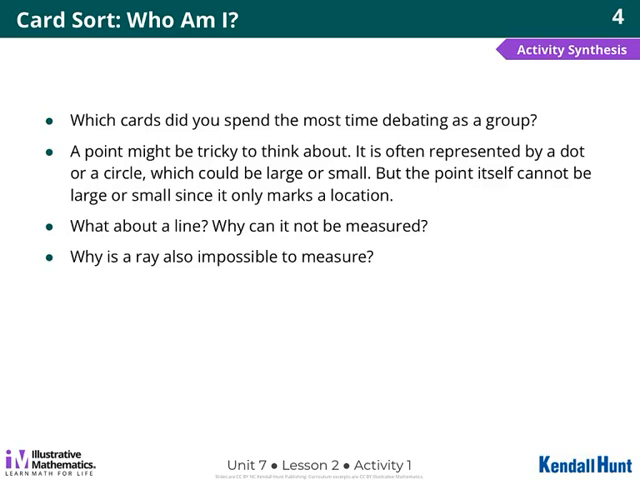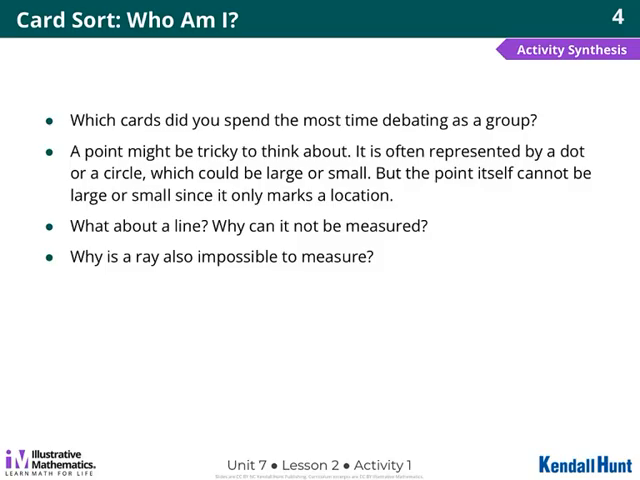So, which cards did you guys spend the most time debating as a group? Gage. Which card? Okay, Coral. I am a location. So try and figure out the point. Guys, should be quiet over here.